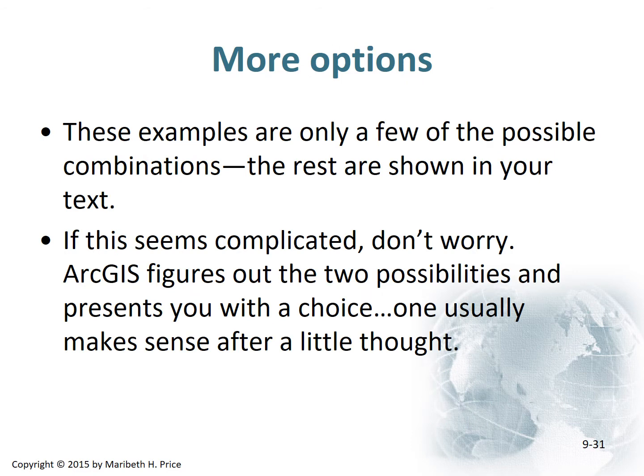Some more examples. Options. There are only a few options that are possible as far as the combinations. It seems really complicated, but ArcGIS really helps you out, because once you start the process of doing the join and you select which is your destination and which is the other one, it narrows it down and gives you one or two options, and it keeps the number of options you have to pick at any one time at a minimum, and that makes it easy to work your way through and do the right thing.